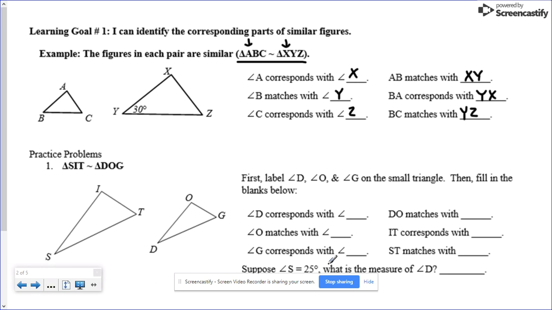Okay, so this one is very similar to the one right above it. Like I said, when you're trying to see what corresponds with what, look right here at the letters and see which order they go in. That order is very important. So I would like you to push pause and try practice problem number 1. And then when you push play, you can check your answers.